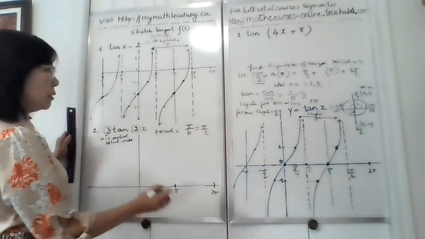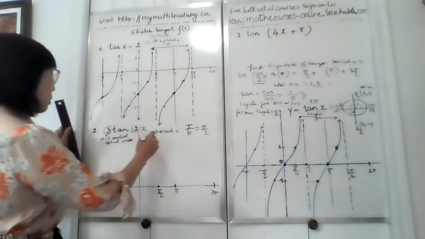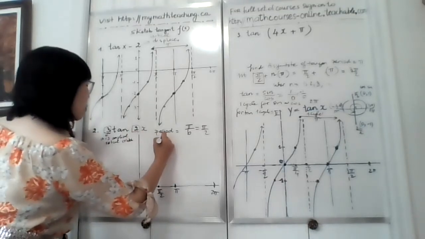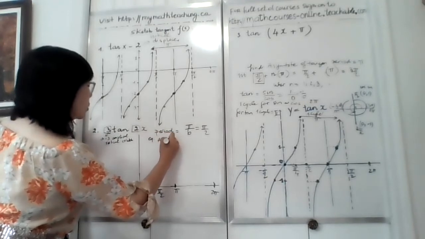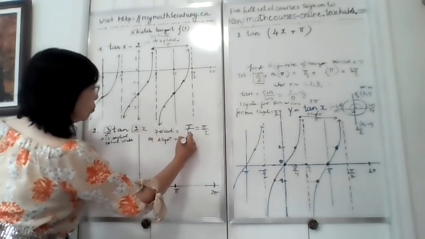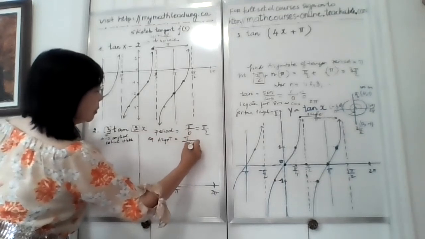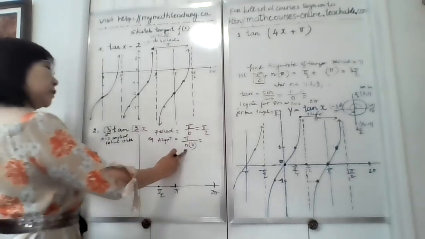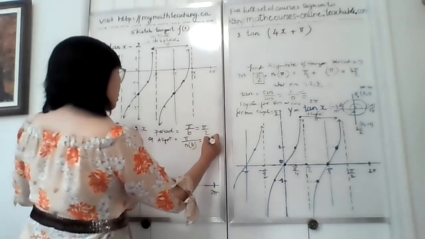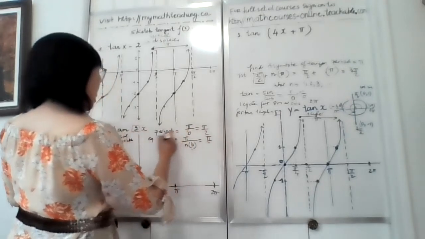So it means that let's find out our asymptote. So the equation of asymptote will be equal to pi divided by 2b times n. And let's say the first cycle is 1, so the asymptote will be.